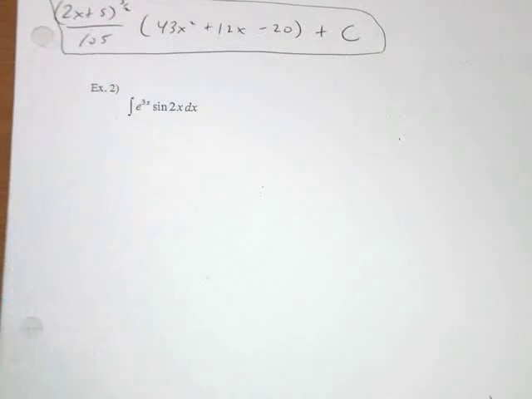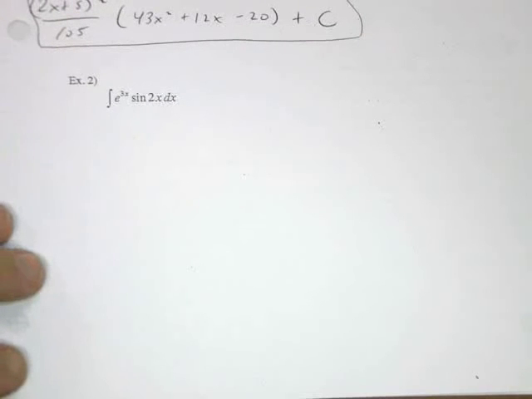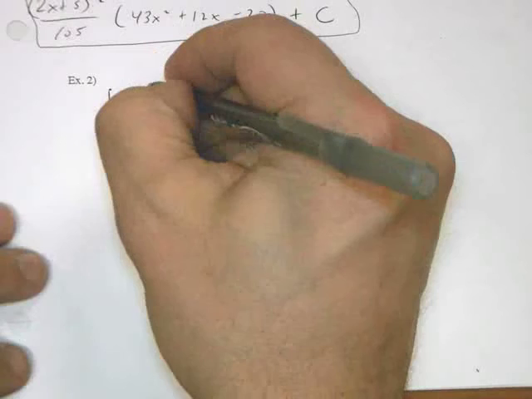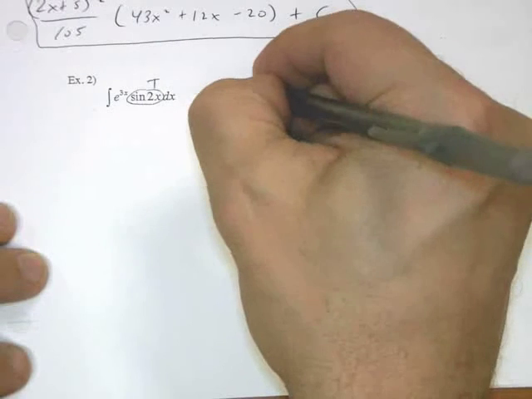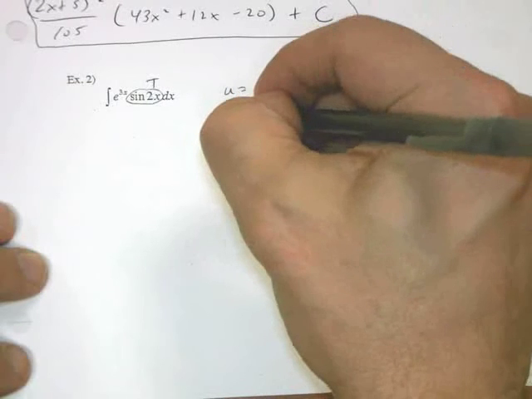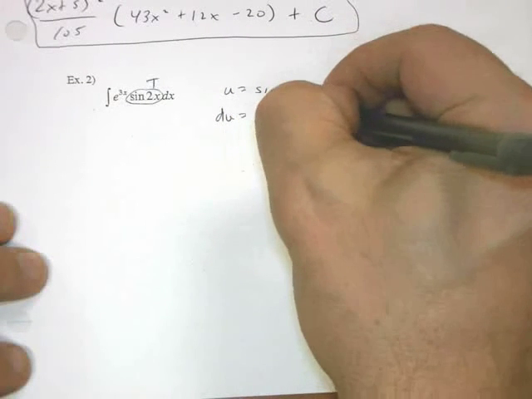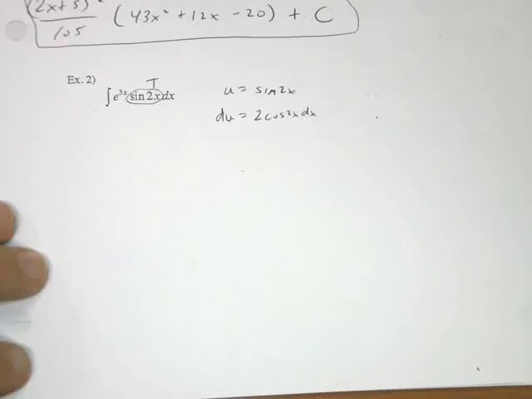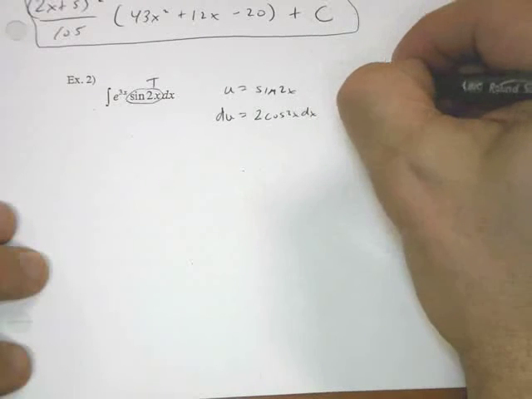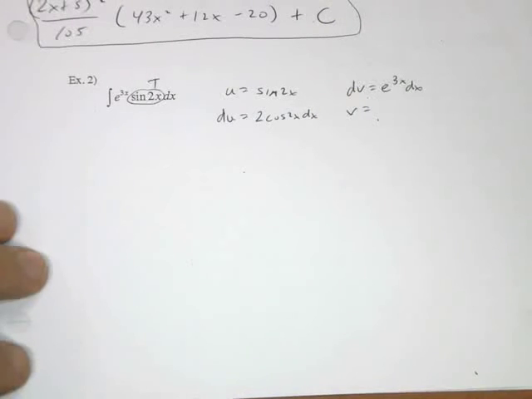This particular problem, we have an exponential and we have a trig function. Using my ILATE acronym, since the trig function is a T, I am going to make that my u. So my du would be the derivative of that, which would be 2 cosine 2x dx. I'm going to make dv e to the 3x dx. And now I have to integrate that.